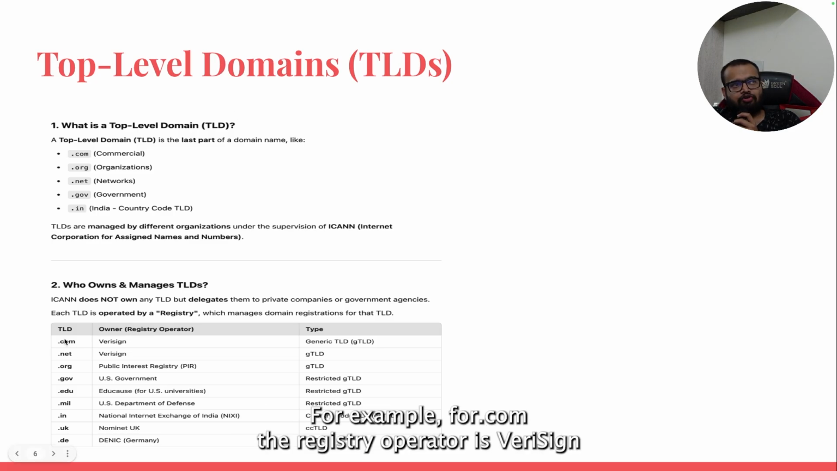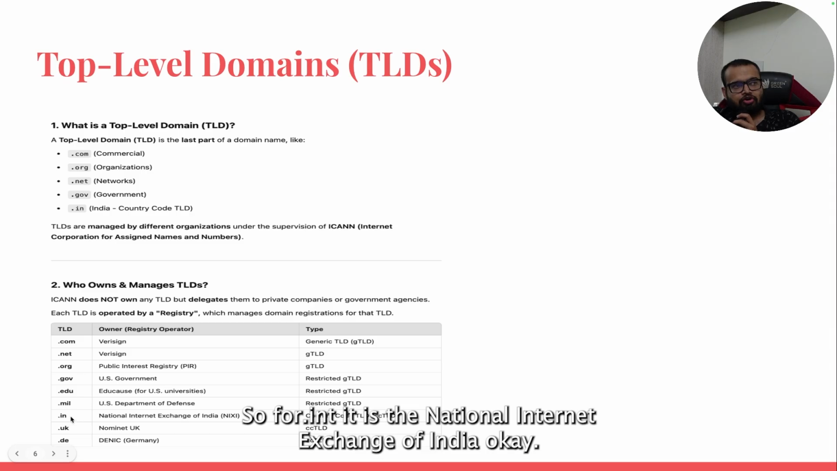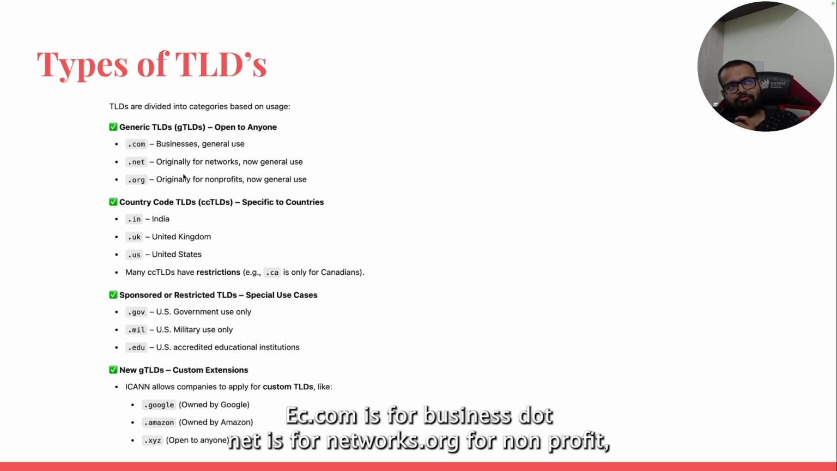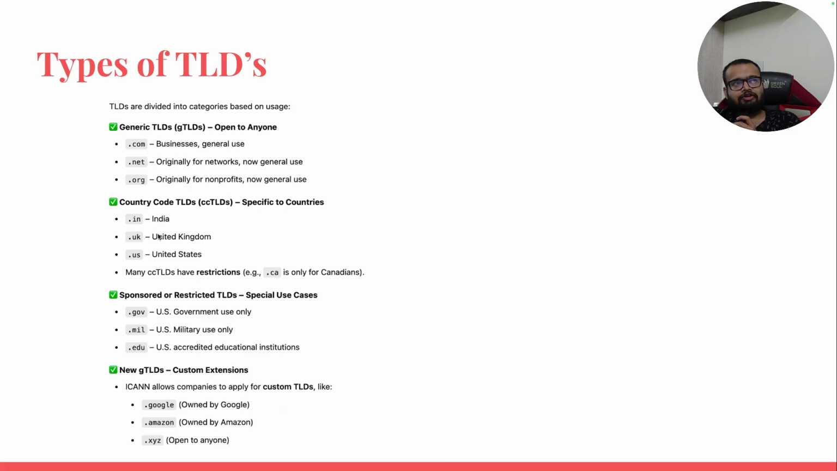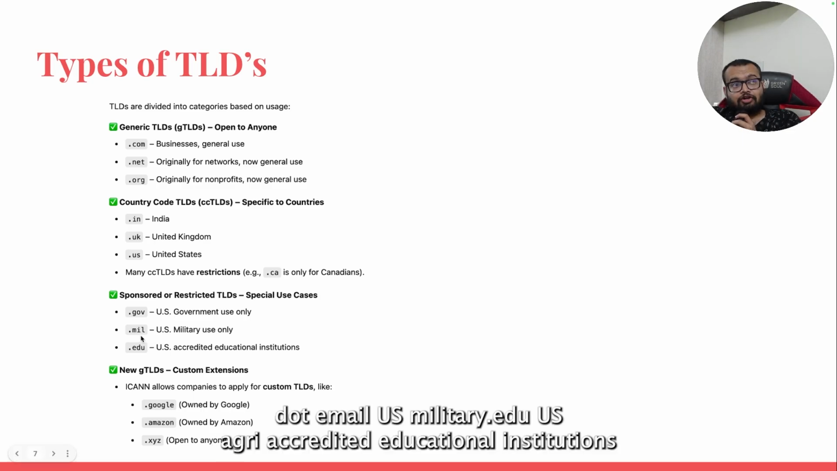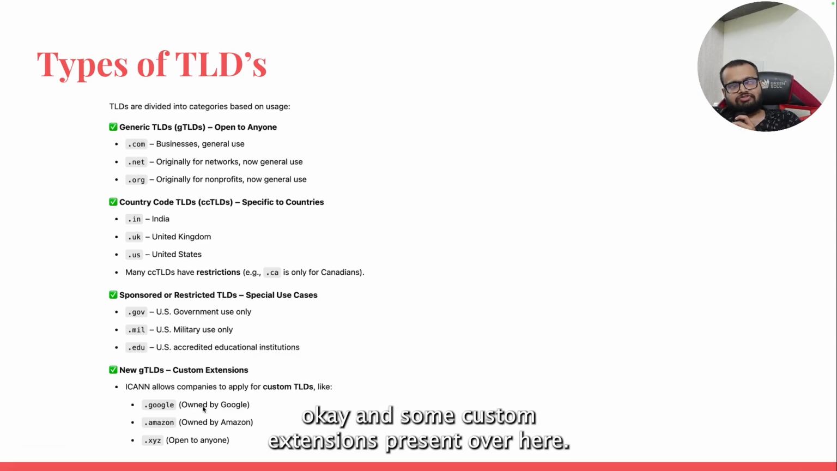For example, for .com, the registry operator is VeriSign. For .net, the registry operator is VeriSign again. For .in, it is the National Internet Exchange of India. So what are the types of TLDs? .com is for business, .net is for networks, .org is for non-profit, .in for India, .uk for UK, .us for US, .gov for US government use only, .mil for US military, .edu for US accredited educational institutions. And there are some custom extensions present over here.